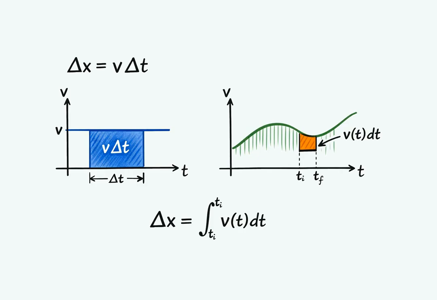That geometry is not a trick, it generalizes. When velocity varies, you can still think in small time slices. Over a tiny interval dt, displacement is approximately v of t dt. Adding those contributions from t sub i to t sub f becomes the integral. Delta x equals x sub f minus x sub i equals the integral from t sub i to t sub f of v of t dt. So, displacement is accumulated velocity over time, and graphically, it is the area under the v-t curve.